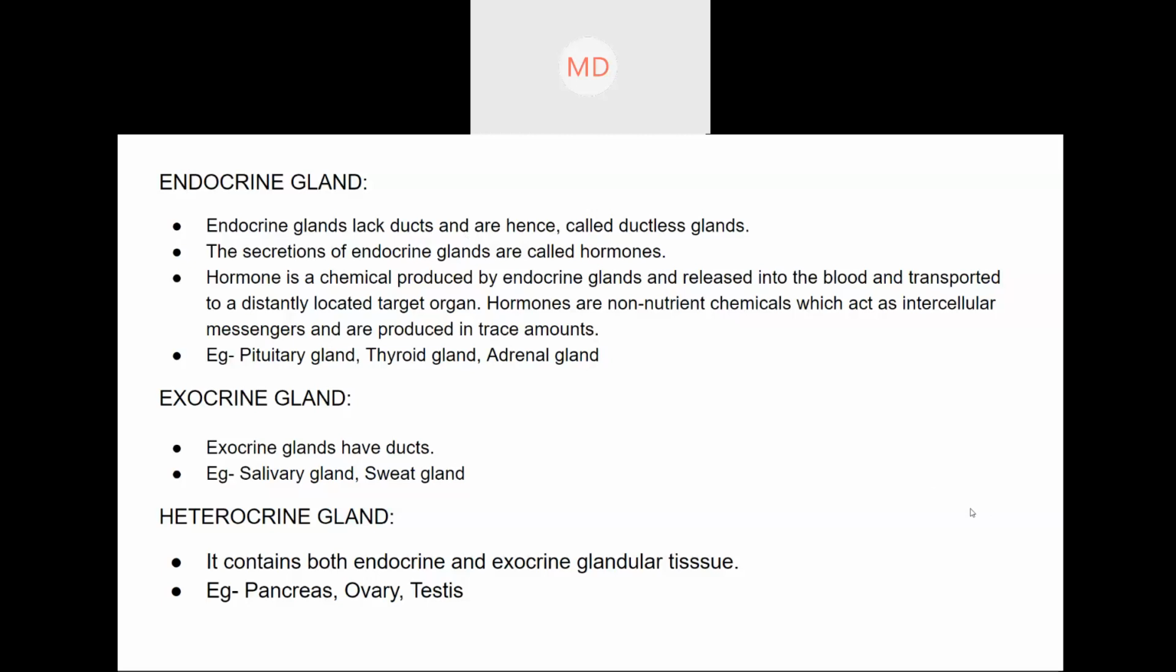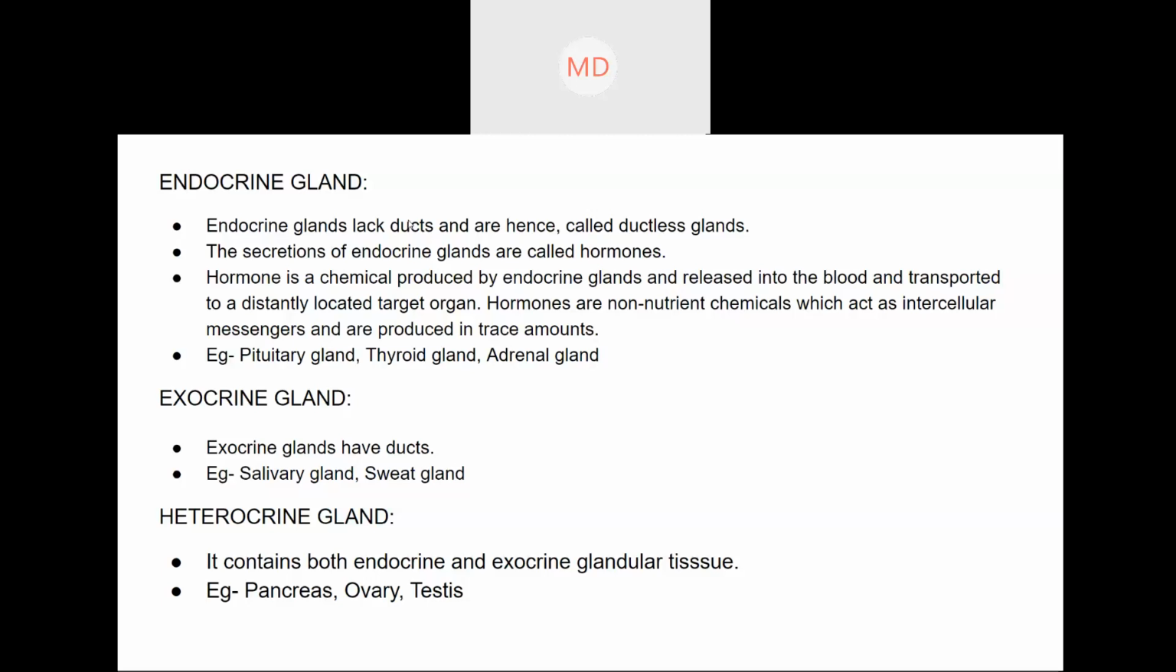Okay, endocrine glands are also known as ductless glands. The secretions of endocrine glands are known as hormones. I have already mentioned that the exocrine glands do not form or secrete any hormones. But the endocrine glands form hormones, or secrete hormones. So the first thing you need to remember about endocrine glands is that they do not have any ducts, and that's why they are known as ductless glands.